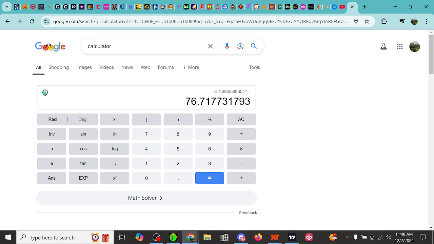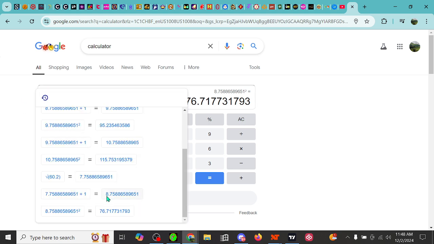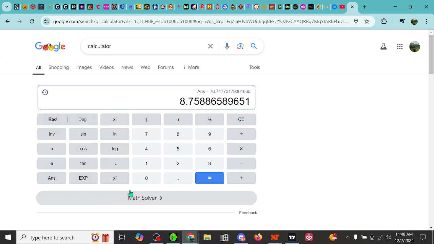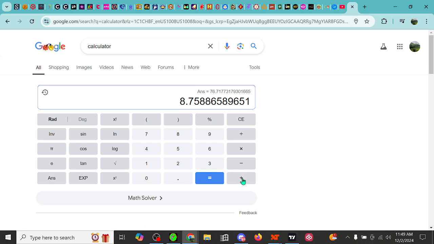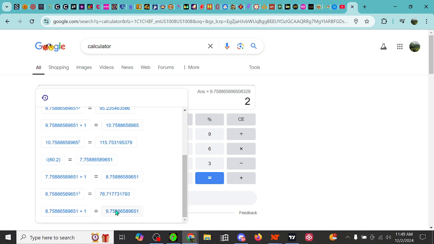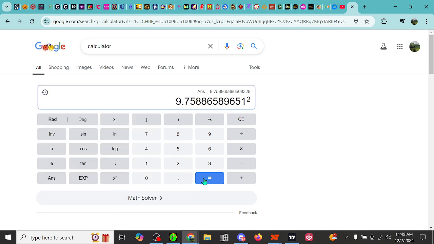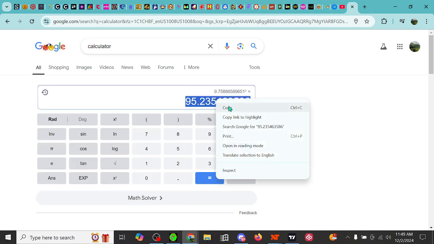So the next one around the wheel, remember, plus 1 goes halfway around the wheel. So if we go plus 2 from the original value of 7.758, so basically 7.76, we go halfway around the wheel again, it's going to be a full time around the wheel. So it should be another major low. Okay, so we're going to get 9.75. We're going to re-square that. Oops, did not work. There we go. Okay, now we're going to get 95.2.